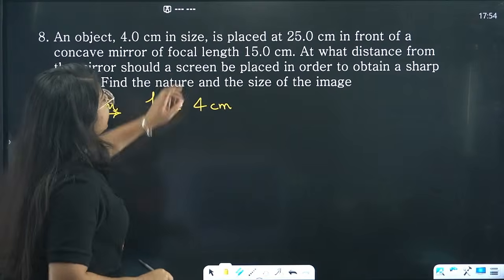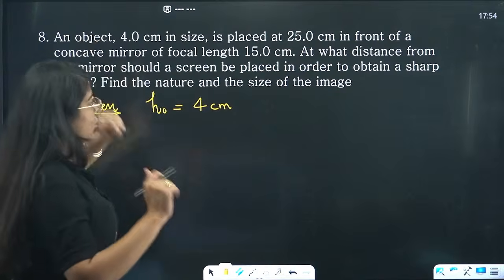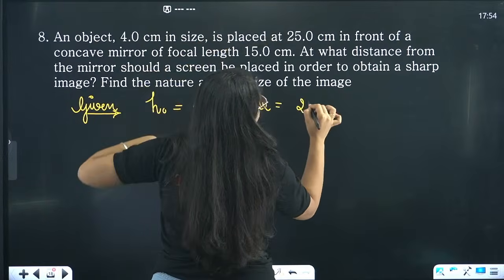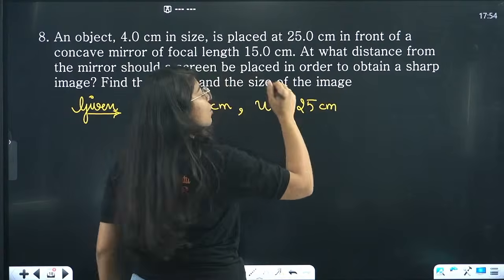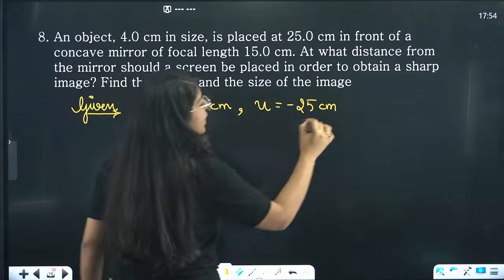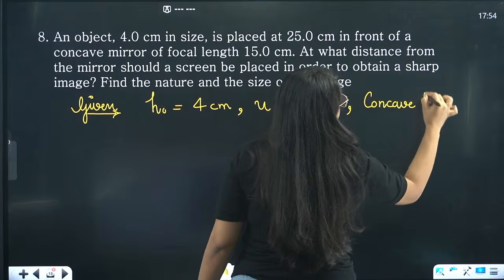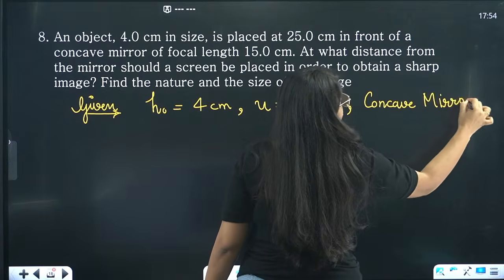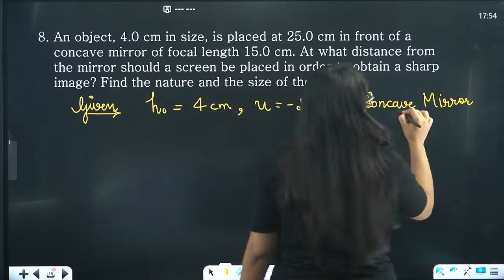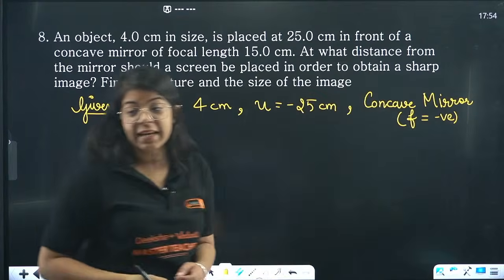Now, it is placed at 25 centimeter in front of a concave mirror. Lots of information. It's placed at 25 centimeter. That means U is 25 centimeter and it is always negative. Right? Now, in front of a concave mirror. So, this is concave mirror. Done? Now, what do we do as soon as we write the mirror? We write the sign of its focal length. The focal length of concave mirror is what? It is negative.